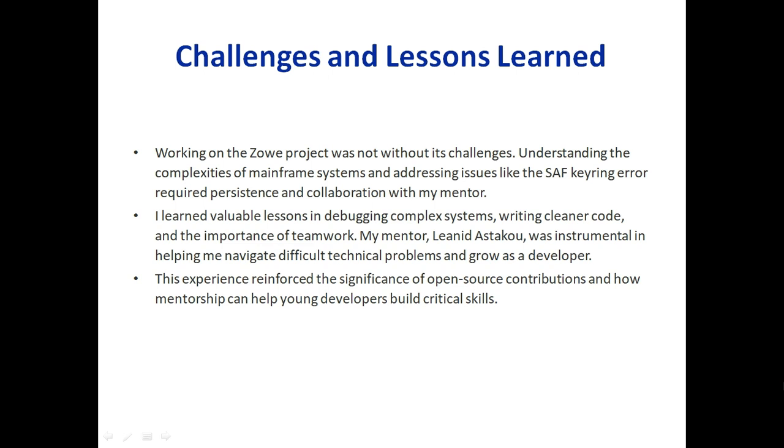Issues like the SAF keyring error required persistence and collaboration with my mentor. I learned valuable lessons in debugging complex systems, writing cleaner code, and the importance of teamwork. My mentor was really instrumental in helping me navigate difficult technical problems and grow as a developer. This experience reinforced the significance of open source contributions and how mentorship can help young developers build critical skills. It was a very, very fun and learning experience.